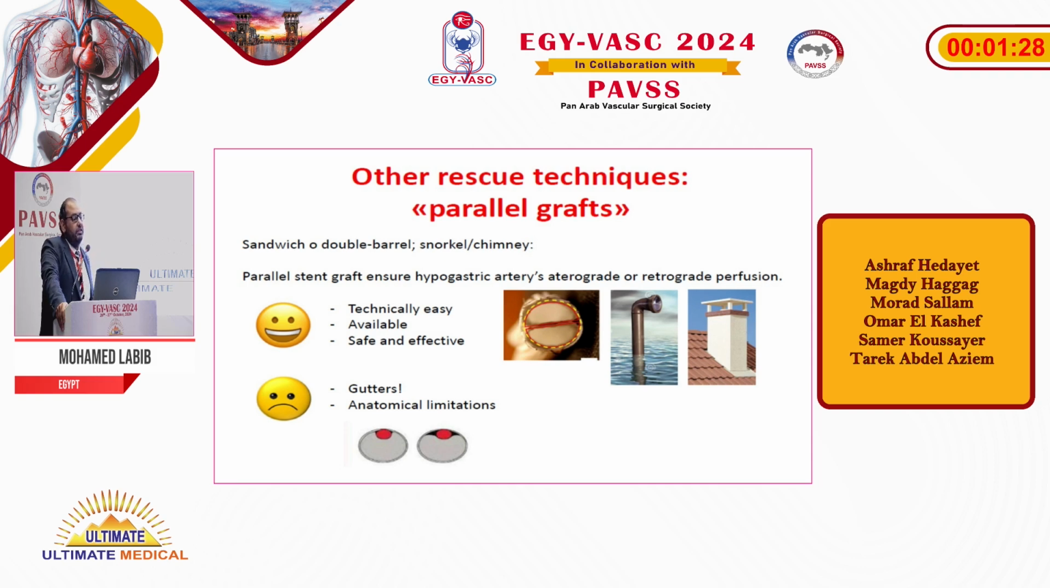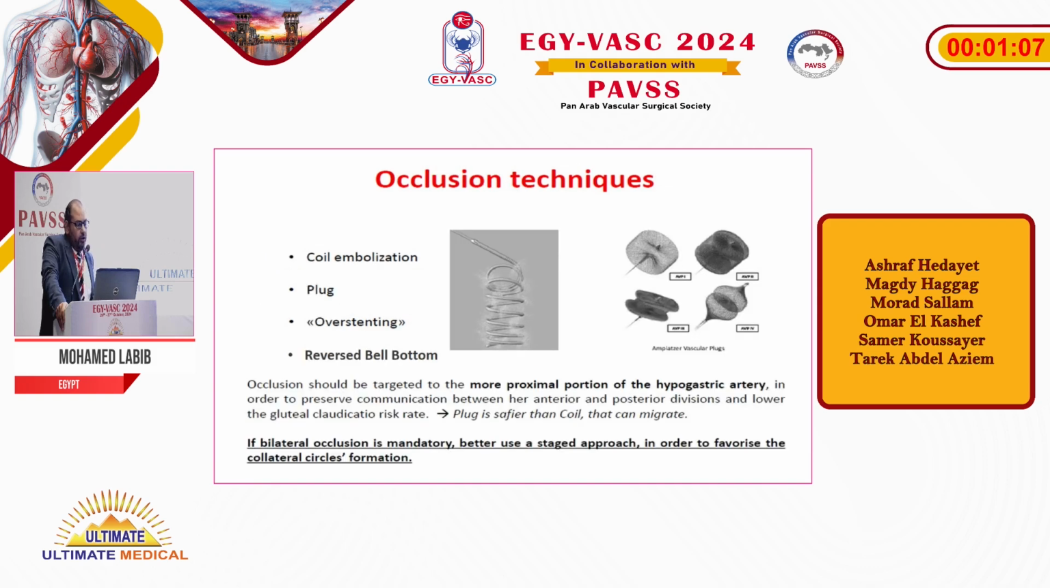The third technique for preservation of the hypogastric artery is the sandwich or double barrel technique, in the form of 2 parallel stent grafts in the internal and external iliac arteries. Also, it is technically easy and available, but it has the drawbacks of gutters and some anatomical limitations. For occlusion techniques, we have a lot of interventions like coil embolization, plug embolization, or the reversed bell bottom.